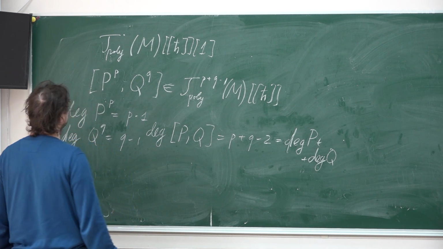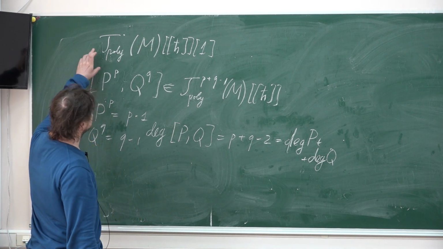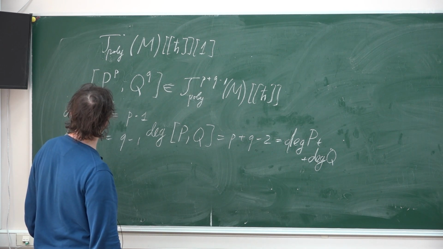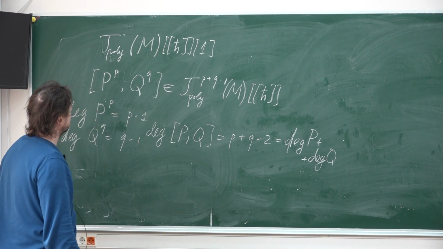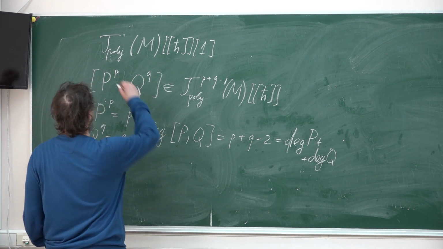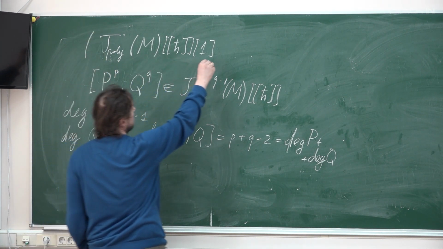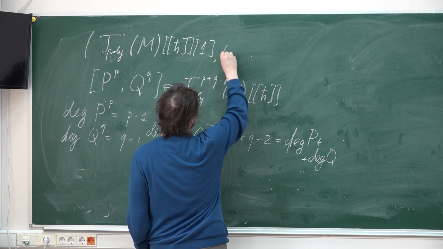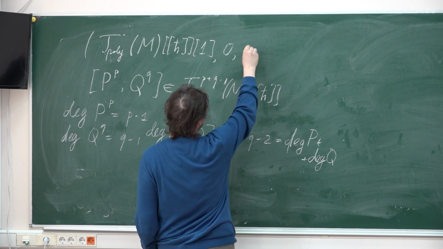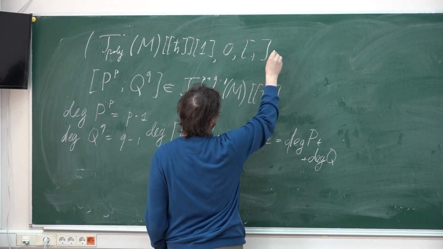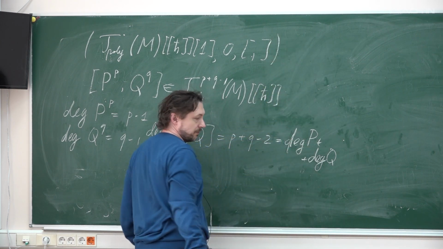Once this is done, and some precautions concerning the signs are also taken, this is the genuine differential graded Lie algebra when we take the differential to be equal to 0 and the bracket to be equal to this Schouten bracket.